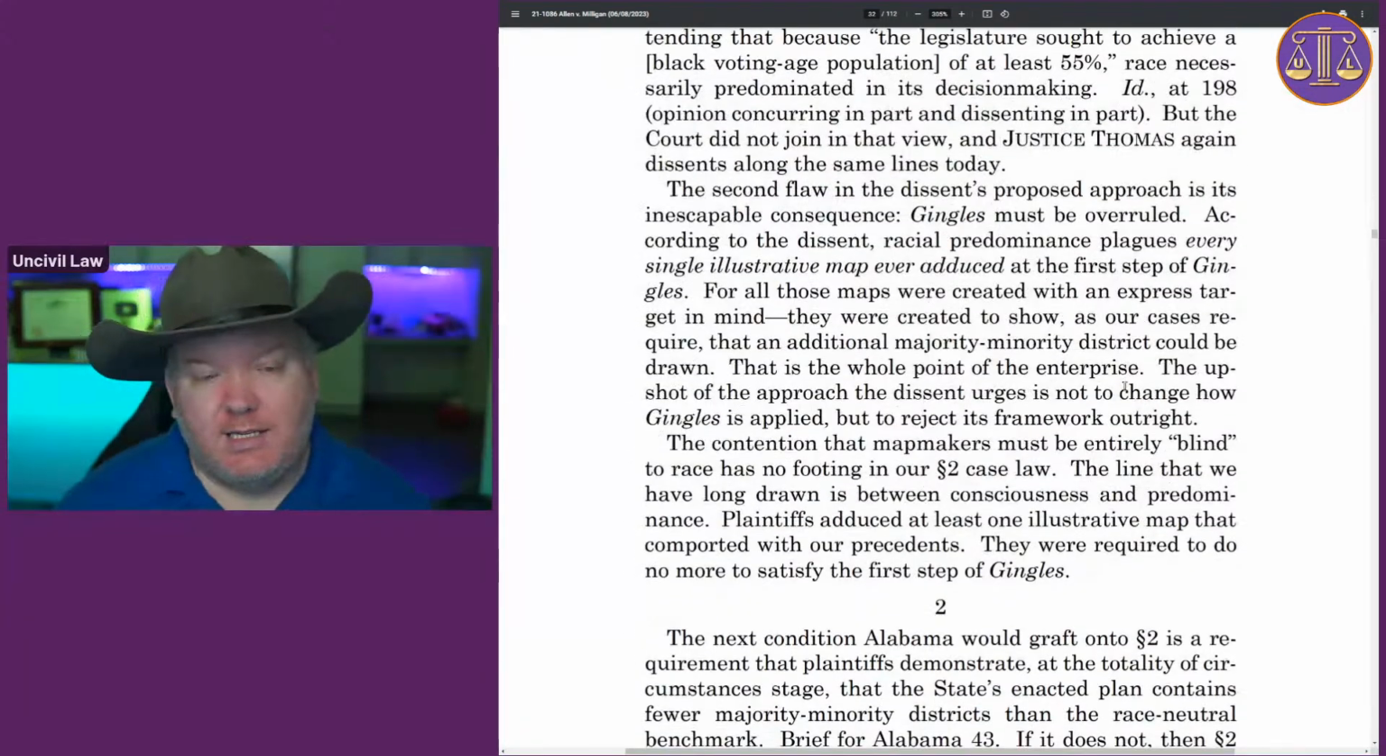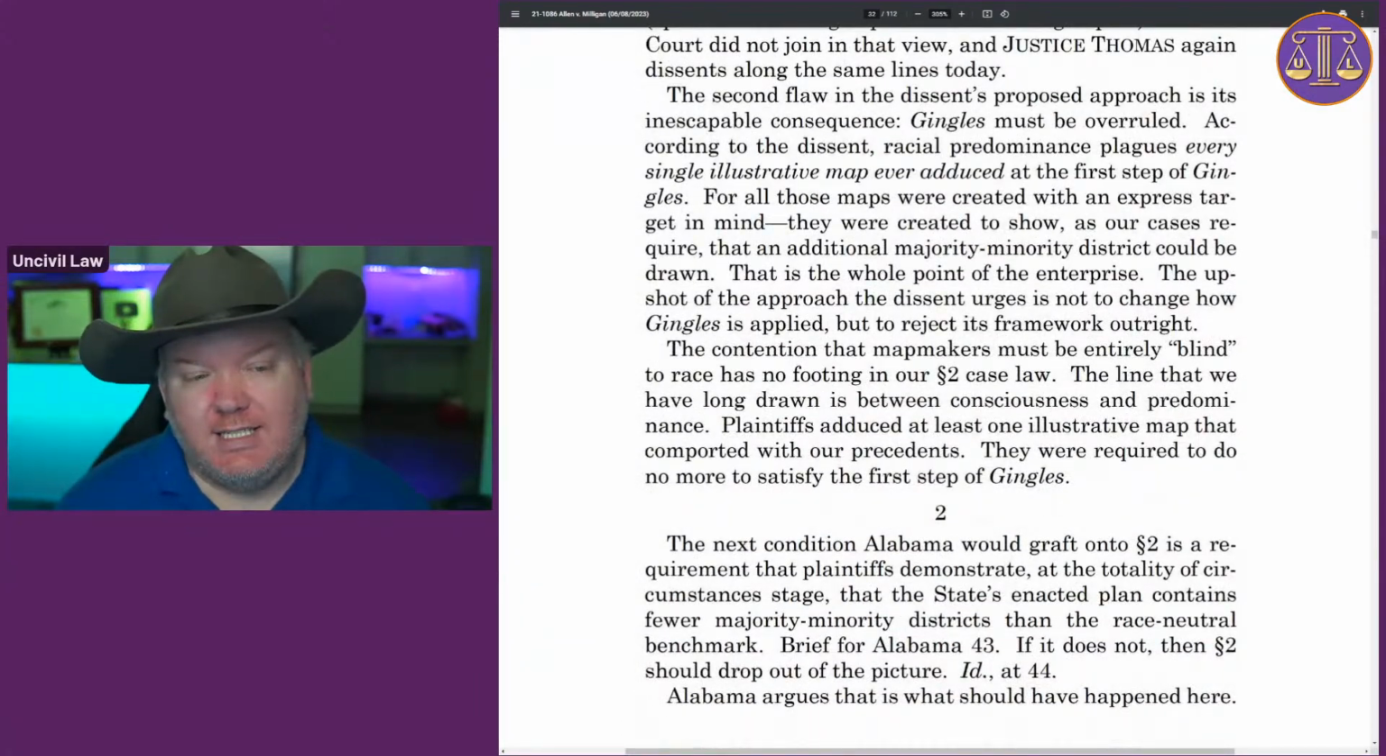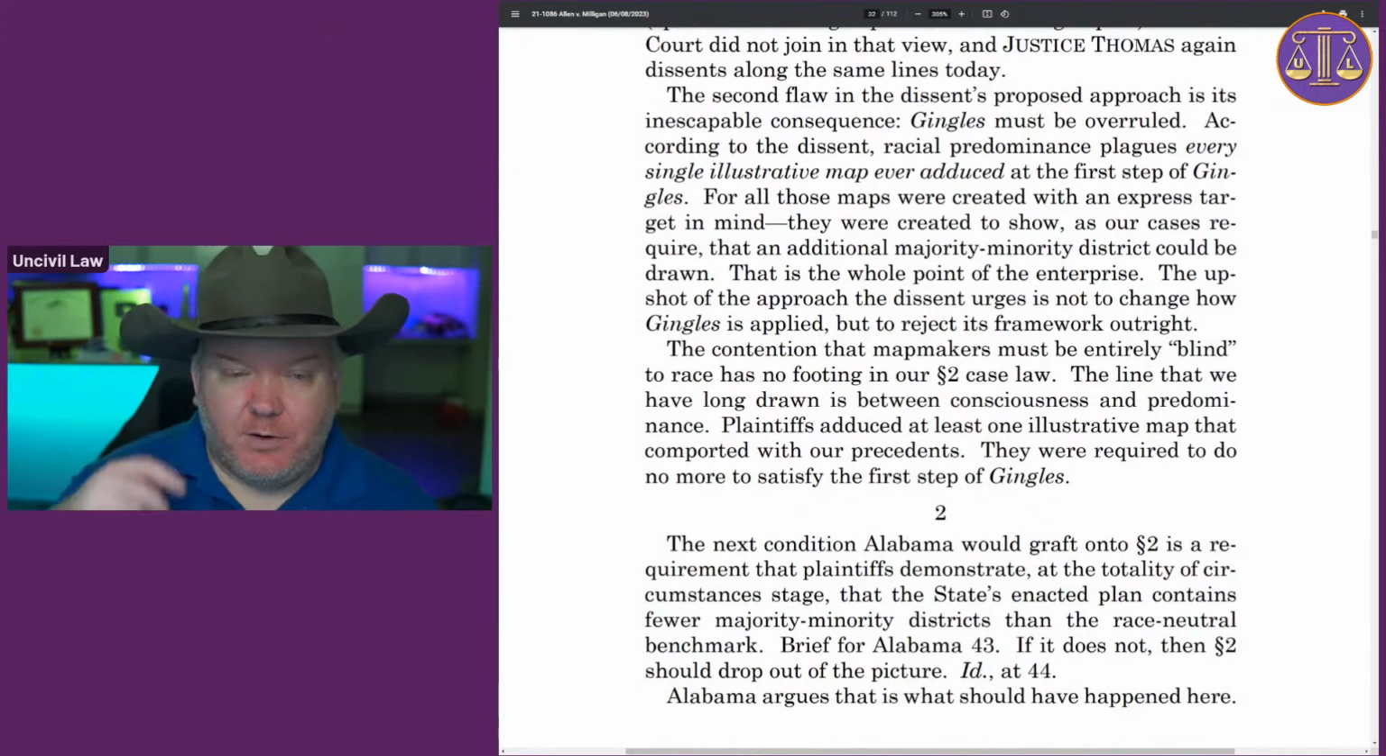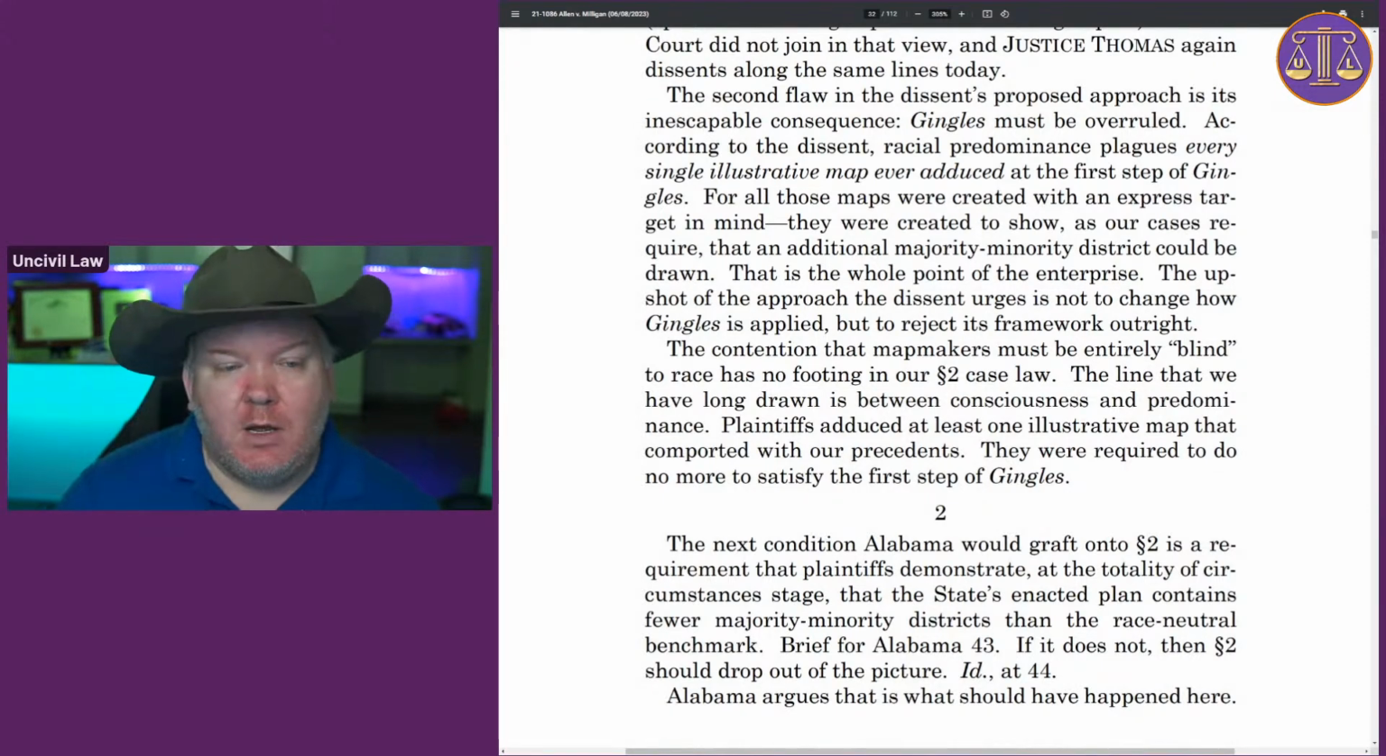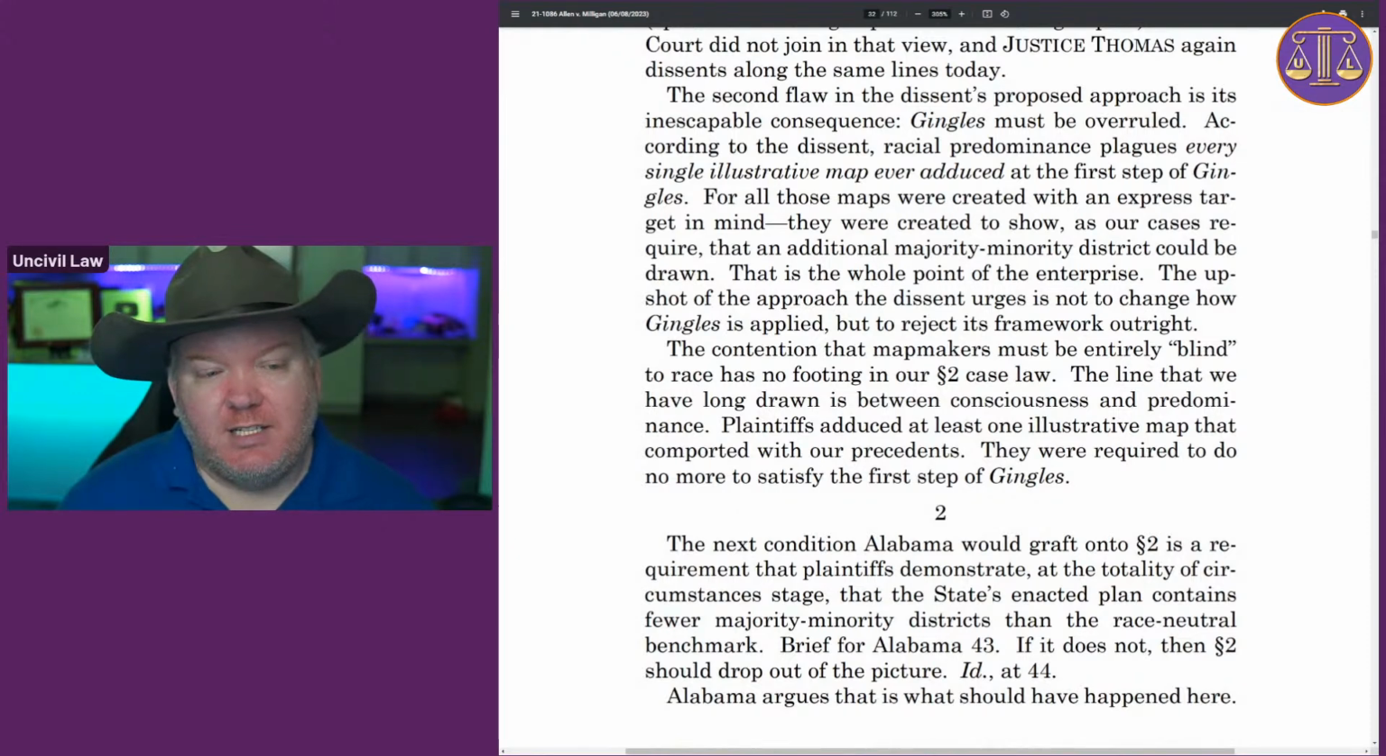The second flaw in the dissent's proposed approach is the inescapable consequence. The prior case must be overruled. According to the dissent, racial predominance plagues every single illustrative map ever offered by plaintiffs at the first step of the analysis. For all those maps were created with express targets in mind. They're created to show, as our case law requires, that additional majority minority districts could be drawn. That's the whole point of the enterprise.